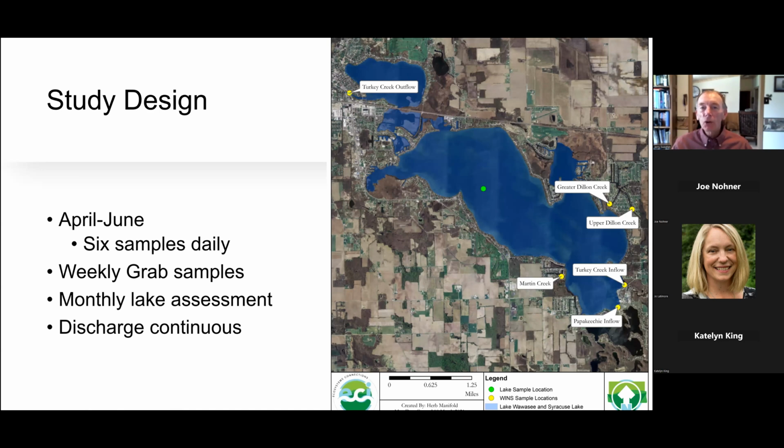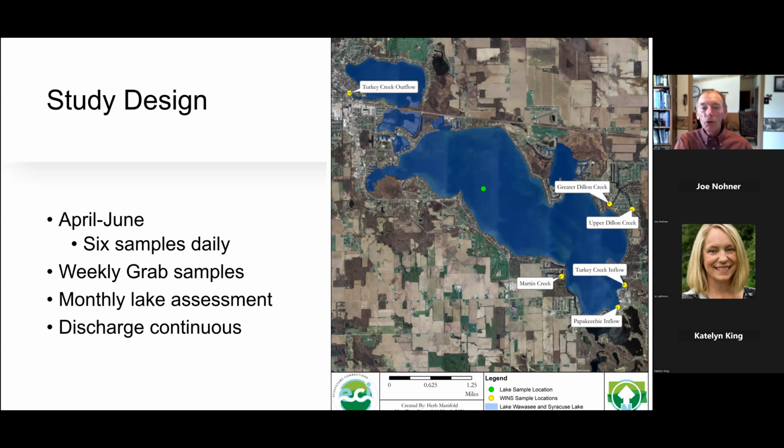So the study design included, and here are the initial places where we set these. At the top is Turkey Creek outflow, or the outflow of the lake. Martin Creek in the bottom kind of right, and then Papakichi inflow was a grab sample site as a tiny tributary that drained Lake Papakichi. And then Turkey Creek inflow, and Turkey Creek is the largest of the watersheds, Upper Dillon or Greater Dillon Creek and Upper Dillon Creek.